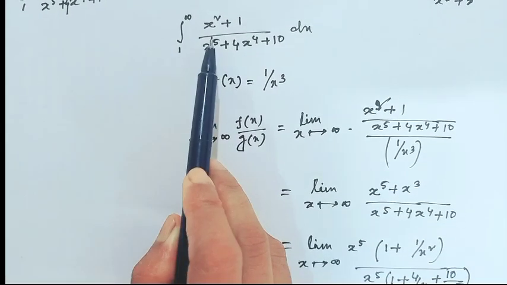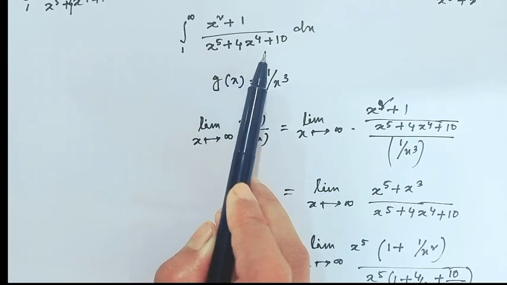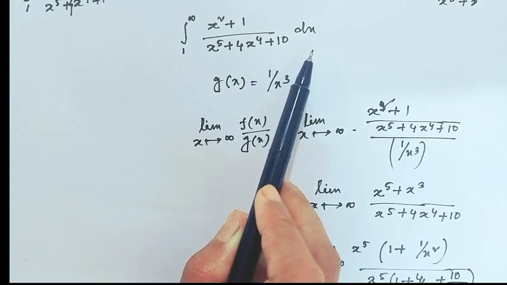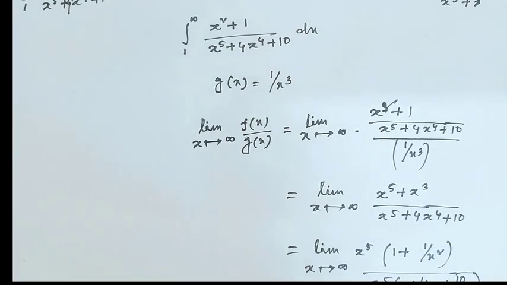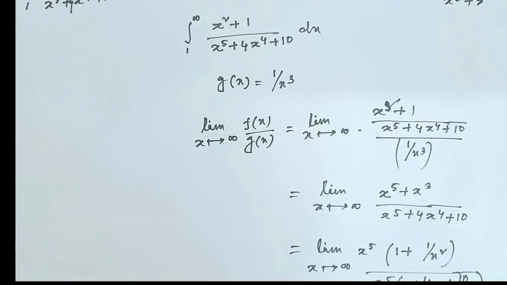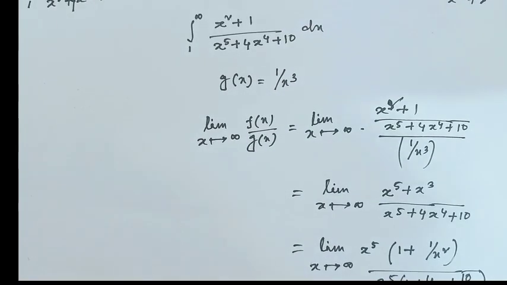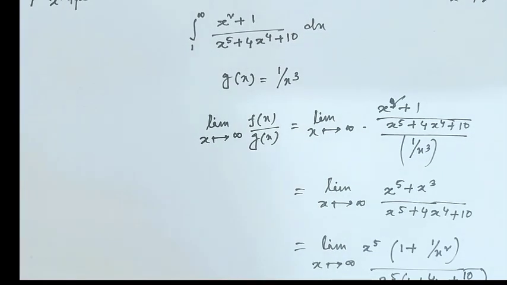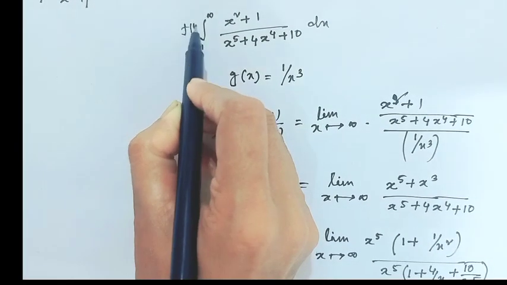Integration from 1 to infinity of x squared plus 1 over x to the power 5 plus 4x to the power 4 plus 10 dx. Consider this function. Here I will use the limit comparison test. For the limit comparison test, consider g(x) equal to 1 over x cube, and consider this is the f(x) function.